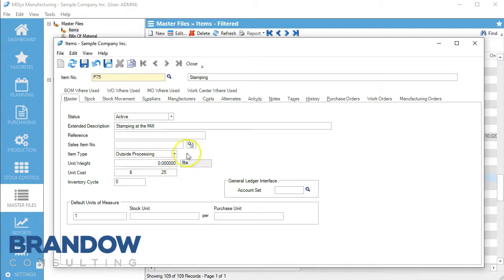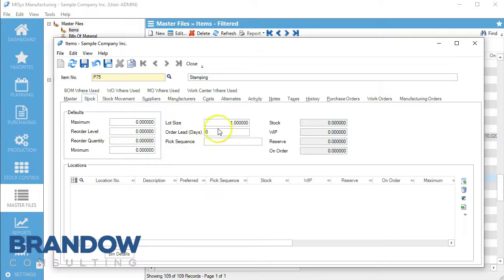Now, this is the main part that we need to pay attention to, because for outside processing, it is essentially the cost of what it takes to get this processed outside. Each and each. And the inventory cycle, because we really don't count these, we would count the finished product. We wouldn't count these ones, so we can put these ones on inventory cycle 99 or any cycle count that we don't really need to count.